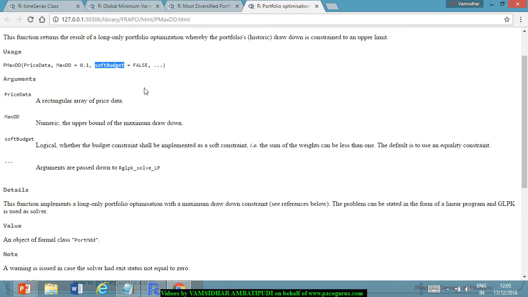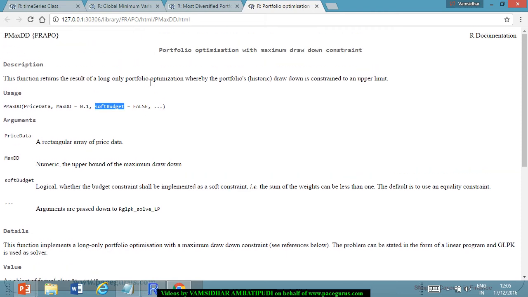If I'm allowing soft budget, which means I am putting a soft constraint that the total weightages could be less than 100%. But when I'm setting it as false, the weightage has to be 100%. So this is how I give my Pmax DD.